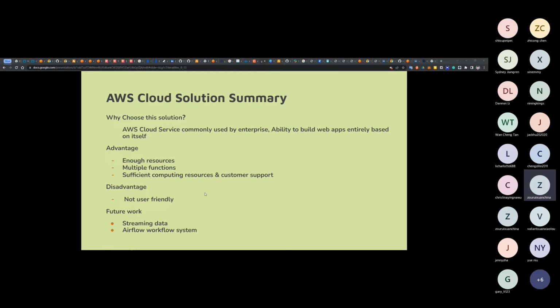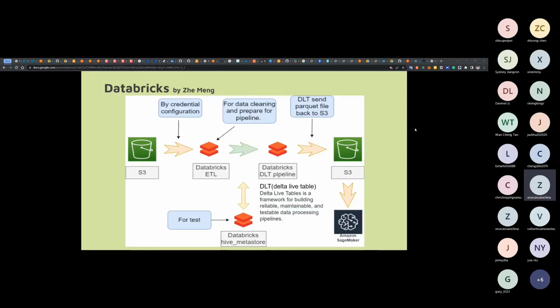So our future work was to enable some streaming data to be run in the AWS data lake, and also to enable the Airflow workflow system. And next, we would like to introduce Databricks. Let's welcome Mengzhe to talk about the Databricks.